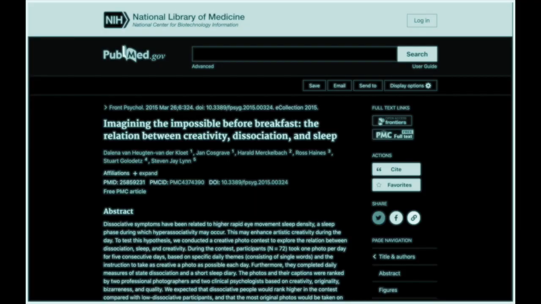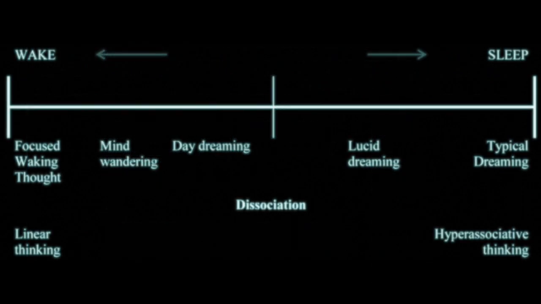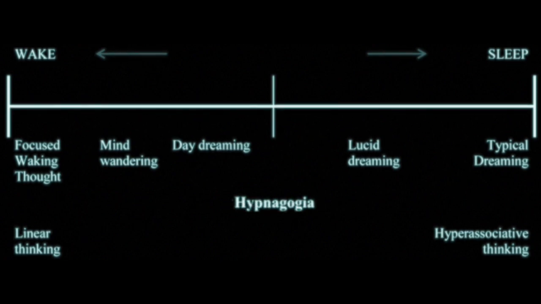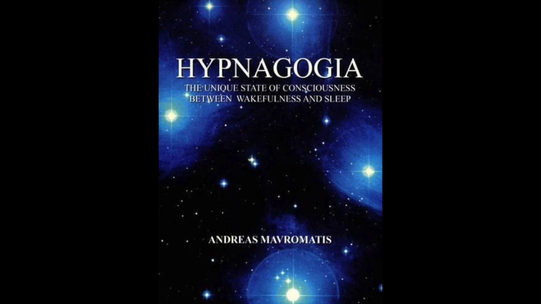Scientific experts on the topic of dissociation, such as Delena von Hoyten, depict consciousness across the sleep-wake cycle as a continuum, with dissociation being in the middle, between awake and asleep. However, this middle state between awake and asleep is also precisely where hypnagogia is located. Hypnagogia is the transitional state of consciousness that is between awake and asleep, that is experienced as one is falling asleep.